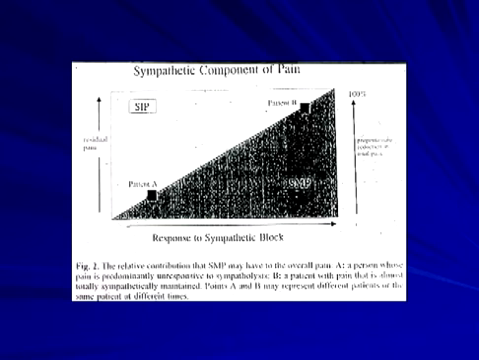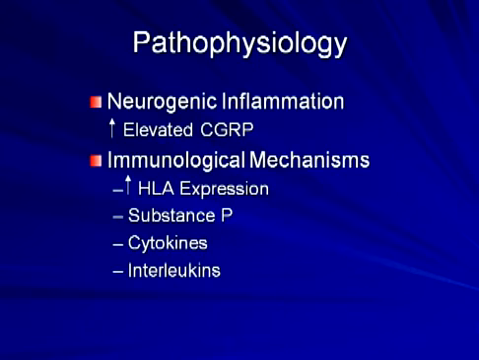You do the same block, and you don't understand it, and you think it must be technical, and you repeat it, and the block doesn't work. The reason why, I don't know, but realize that patients can move back and forth between independent and maintained pain. All right, other concepts of the pathophysiology: neurogenic inflammation, immunological mechanisms. These are thought to be processes that produce the phenomenon of complex regional pain syndrome.